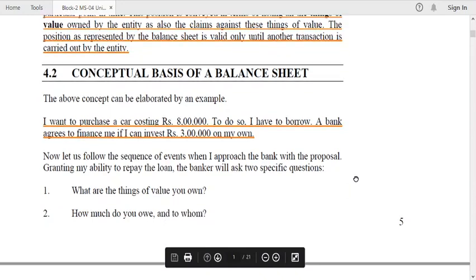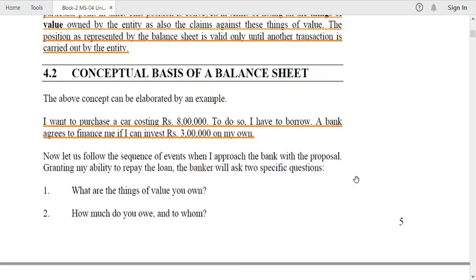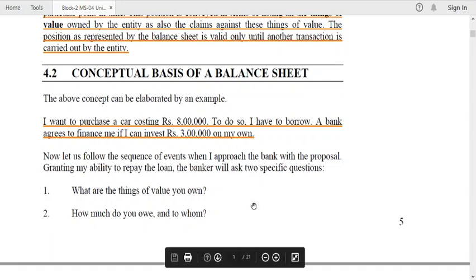Now let us understand the conceptual basis. What are the concepts used in the balance sheet? Like what is an asset, what is a liability, what is owner's equity? All these things we will be seeing with the help of an example. Suppose someone wants to purchase a car of cost 8 lakh rupees. He doesn't have money and he has to borrow from a bank. The bank says, if you can invest 3 lakh rupees on your own, we will give 5 lakh rupees.